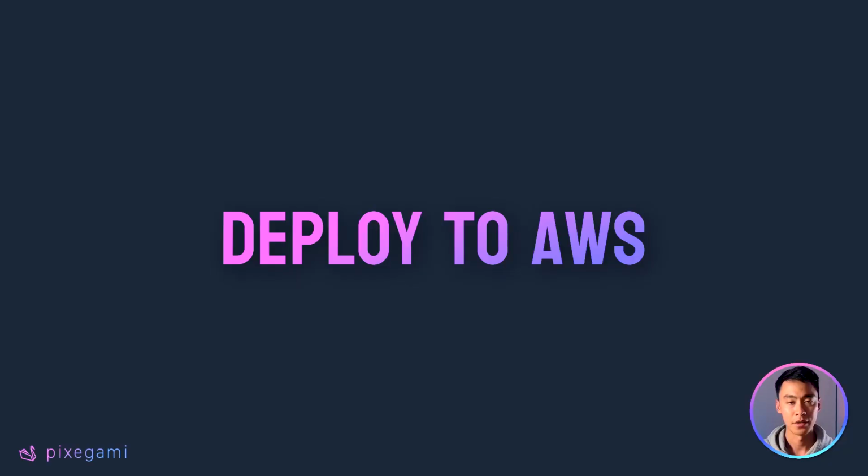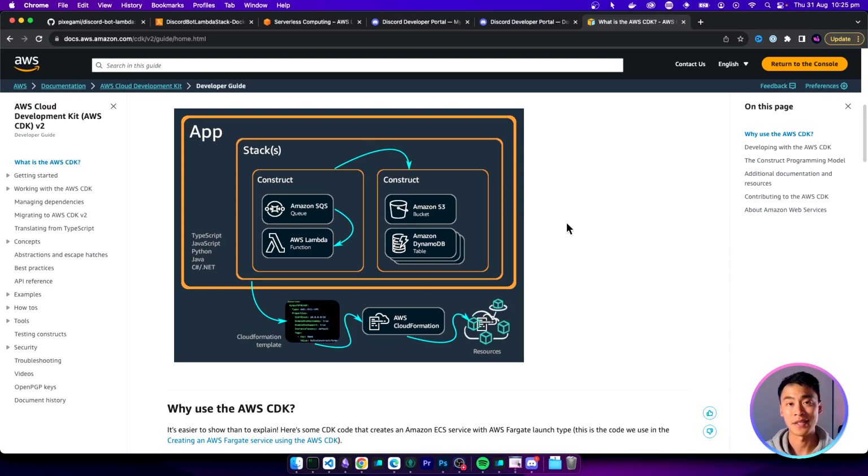So now we have a Discord bot written as a Python Flask app, and we have a Docker image to contain all of that. The next step is to deploy this to AWS Lambda so that we can get that interaction endpoint URL for Discord to use. To do this, I'm going to use AWS CDK.